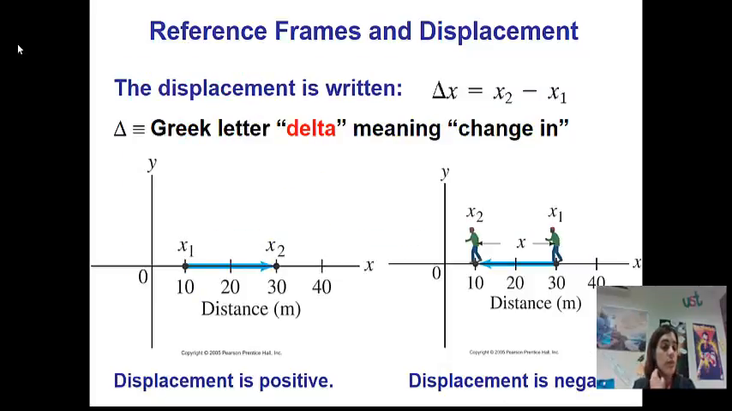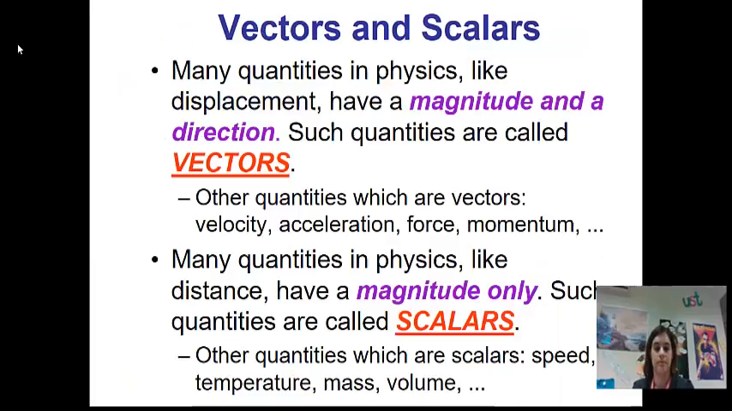For displacement, we use x often. Sometimes you'll see r for position, so you'll see delta r for a displacement vector. Sometimes you'll see s. Typically, I like to stick with the x. And again, as I mentioned, displacement is a vector.